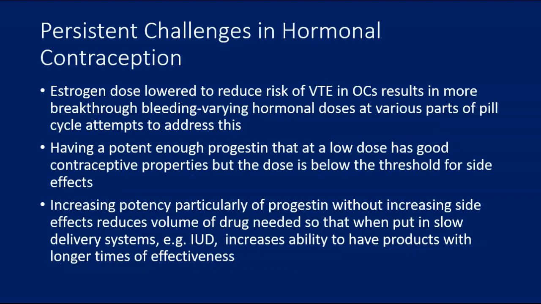So with that in mind, what are the persistent challenges that we are facing in hormonal contraception? Certainly, as the estrogen dose has been lowered, and the reason for lowering it is to reduce the risk of venous thromboembolism, particularly in oral contraceptives, this has led to more breakthrough bleeding. So what manufacturers have done is vary hormonal doses at various parts of the pill cycle in attempts to address this. This is where the so-called triphasic pills have come in, where dosing varies, with the idea that this will hopefully reduce some of the troublesome side effects.